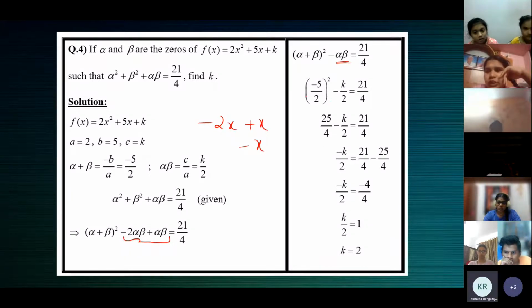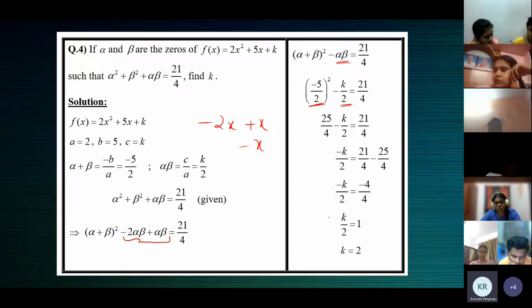After that, we just substitute the values. This is the value of alpha plus beta. This is the value of alpha beta. Substitute the values, simplify and find the value of k.